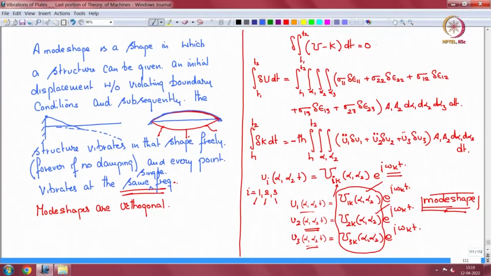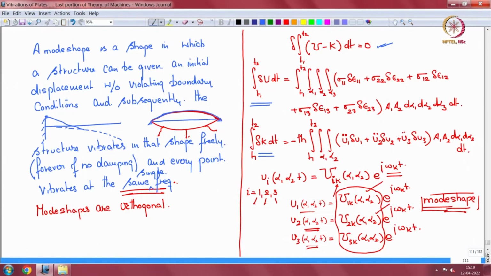Good morning and welcome to this next lecture on vibrations of plates and shells. We were deriving the condition for orthogonality of modes, and we were at this point. The Hamilton's law without the boundary and loading terms looks like this, and the variation of the strain energy and kinetic energy have this form.